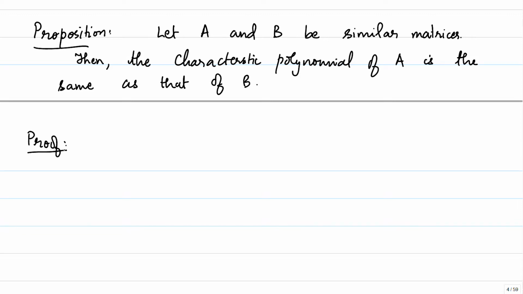So what is the characteristic polynomial of A? Let f of lambda be the characteristic polynomial of A. This is equal to the determinant of A minus lambda I. This is what the characteristic polynomial of A is. Let's observe what it means for B to be similar.